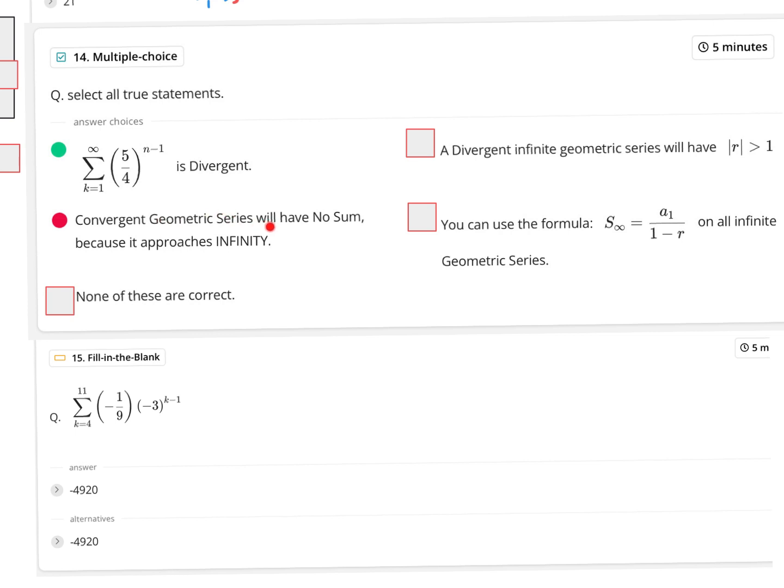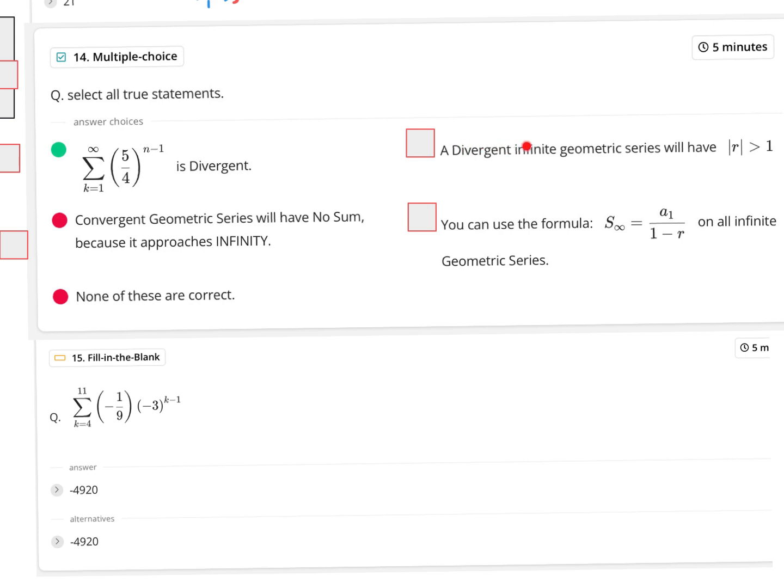Because a convergent geometric series will have a sum. It'd be a specific number. You would use a formula to find that specific answer. It's not infinity. Wrong. Okay. Obviously, not all of these can be wrong, because the first one we did was correct.